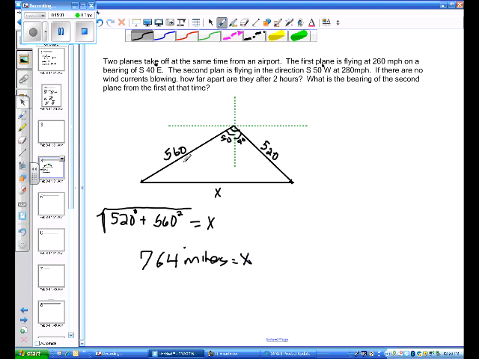Okay, now we want the bearing of the second plane from the first plane. So what that means is at this point, and sometimes your pictures may not look exactly right, but from this point, if we drew our north-south line, now we know that this plane went further. So it's going to be down lower, so our east-west line would be above that. And your pictures may not always look exact, but we want to find the angle from here up to this side.